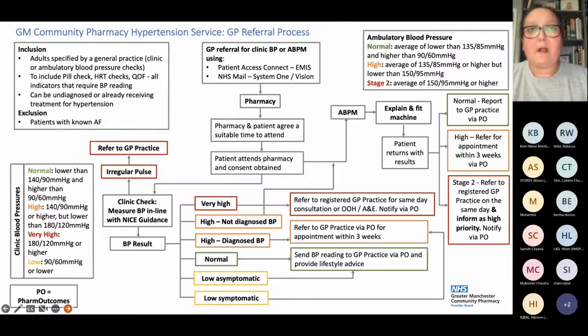This next slide does look a little bit complex, but it is really quite simple when you sit back and have a proper look at it. I'm not going to cover it in too much detail. You can take it away and have a look in your own time. We'll send a copy of the slides out to you afterwards.